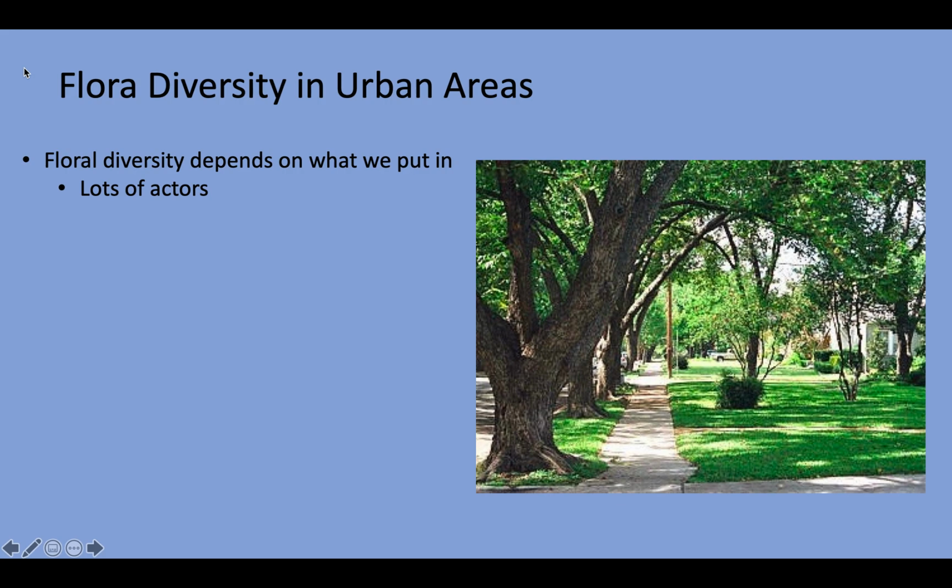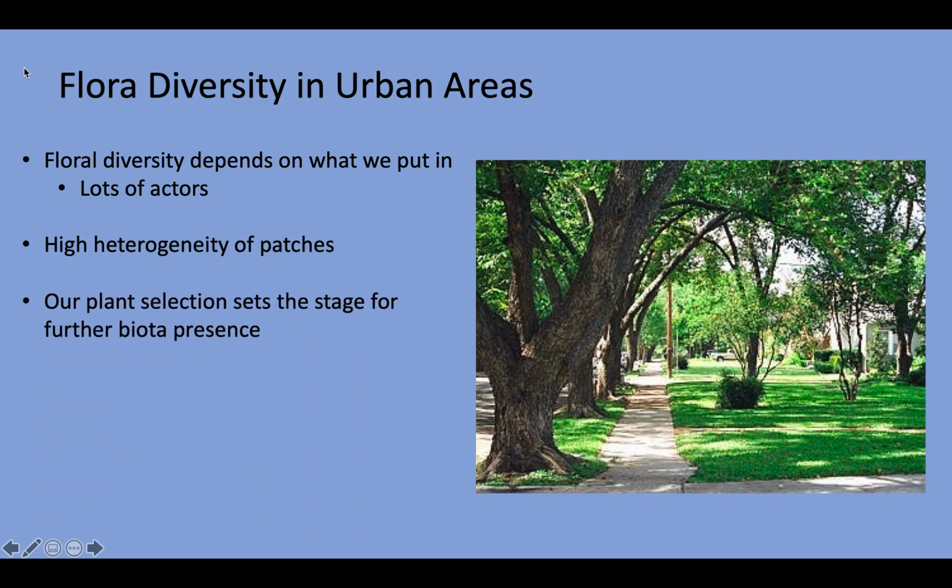And it's not just us. There's corporate property and government property that all influence the diversity of plants within an urban environment. And this creates that high heterogeneity. You're going to have parking lots next to a pollinator garden. And our plant selection sets the stage for whatever else is going to live in that urban environment. Based on what we decide to plant, that will affect what fauna is able to exist, both micro and macro.